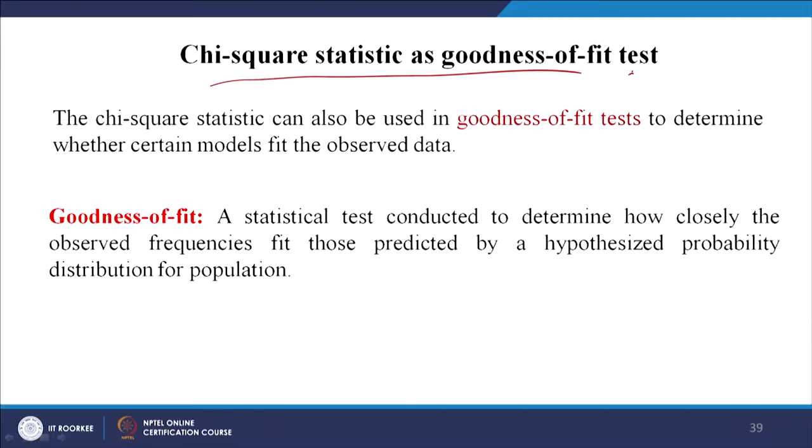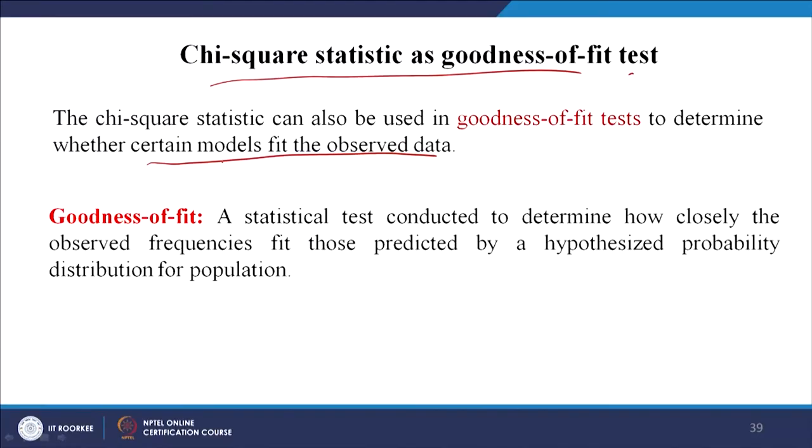Now chi square test is also used as a goodness of fit test, right. So what is this goodness of fit? The goodness of fit is a very important statistical utility. The chi-square statistic can be used to determine whether certain models fit the observed data. In fact, when you talk about structural equation modeling and higher statistical tests, you will realize that the basic algorithm is again based on the chi-square, where the expected model and the observed model are compared, and the lesser the difference, the stronger the model, and the higher the difference, the weaker the model, right. So this is used in many such statistical tests.